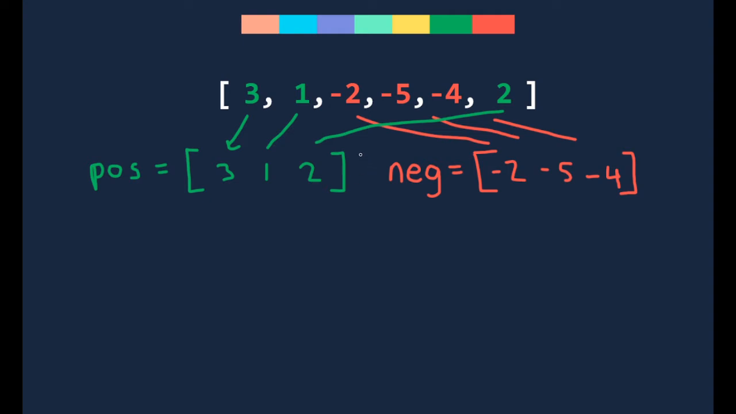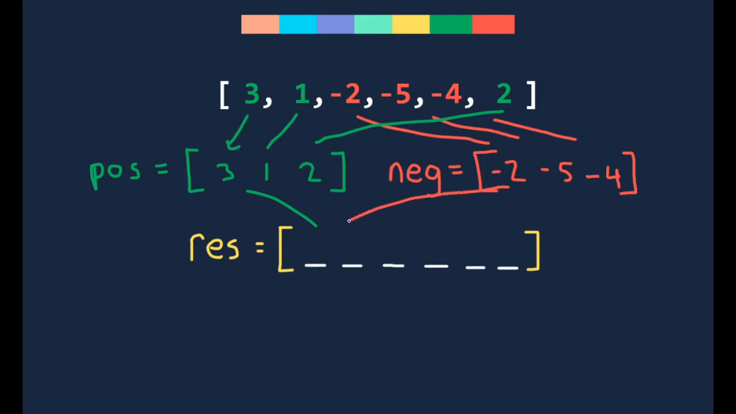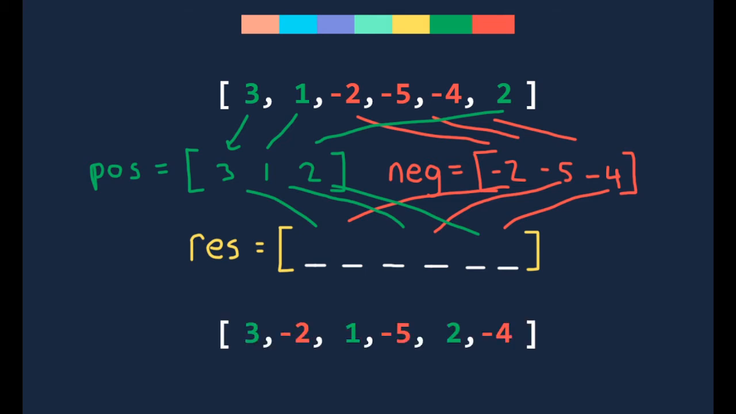So now that we have the positives and negatives split, I created a result array which was empty, and then through another loop, I just placed each number into its respective position. So we put 3 here, then on the next pass, we went -2 here. So we're going through the positive array first, placing 1 here, then the negative array, placing the -5 here, then the 2, and then the -4. And that would give us our result that we were looking for.